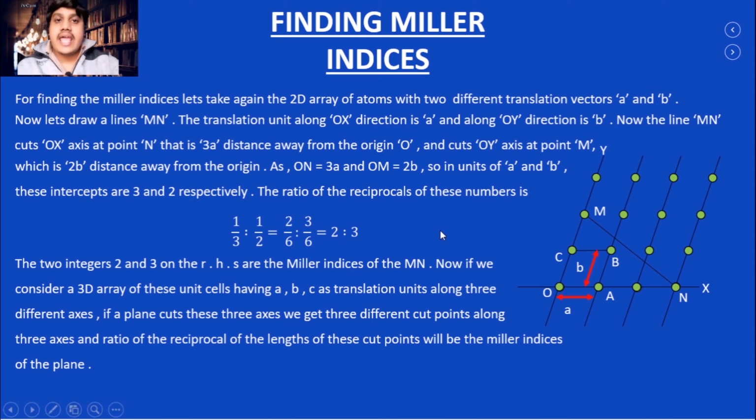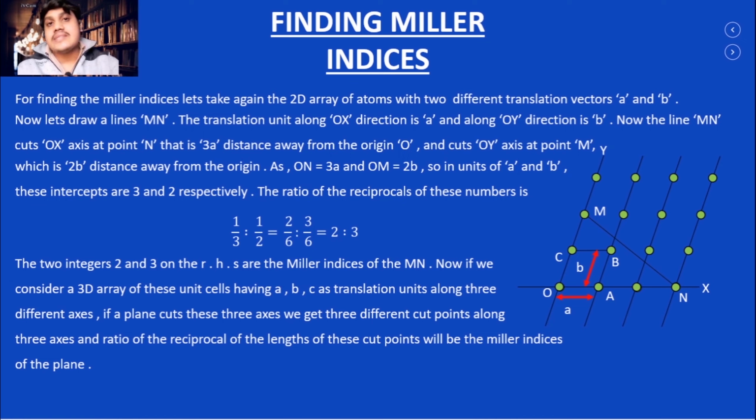Now if we take A and B as units, in units of A and B I can easily get 3 and 2, and by taking the ratio of their reciprocals, 1 by 3 is to 1 by 2, we get 2 is to 3. Here I just multiplied 2 with both the numerator and the denominator for the first case, and 3 with both the numerator and the denominator for the second case, and the denominators of both sides cancel out so that we get 2 is to 3. That is the Miller indices of a two-dimensional array.